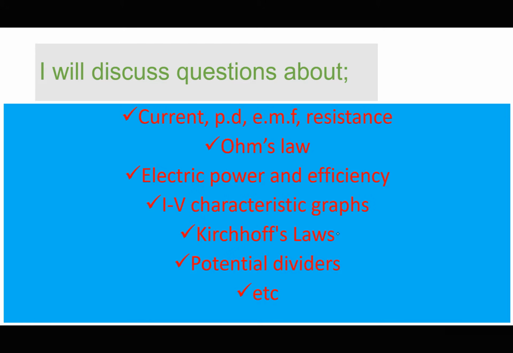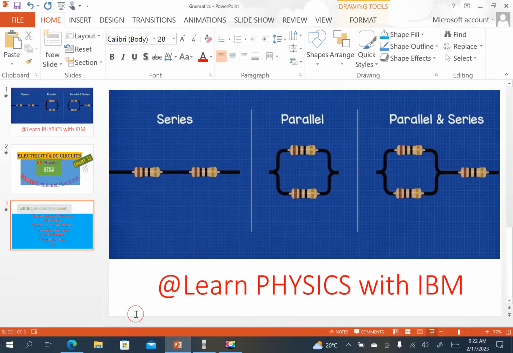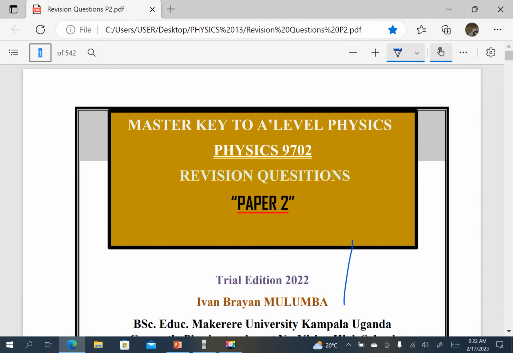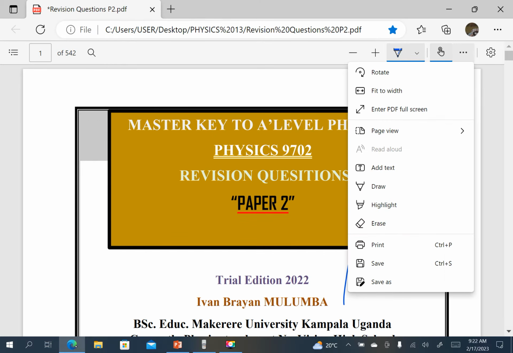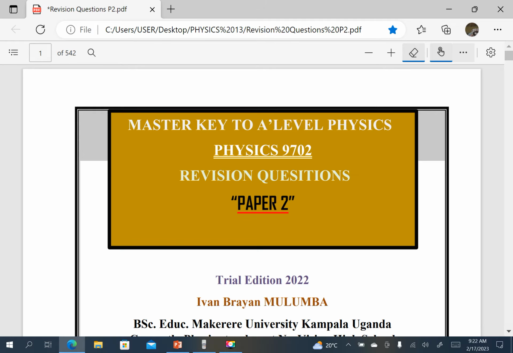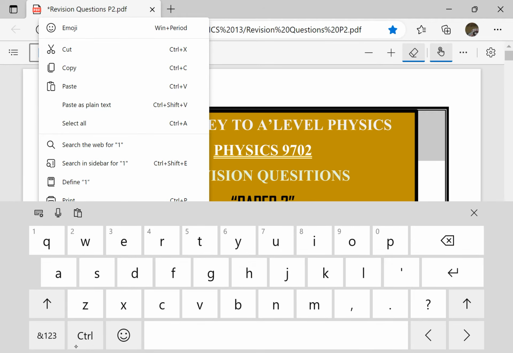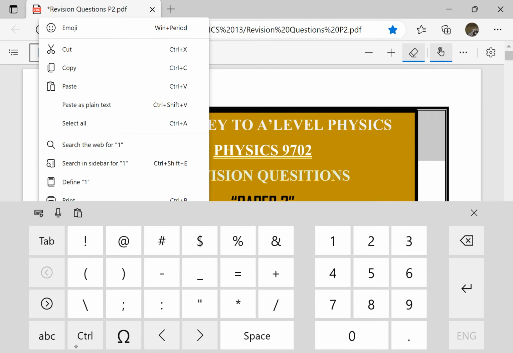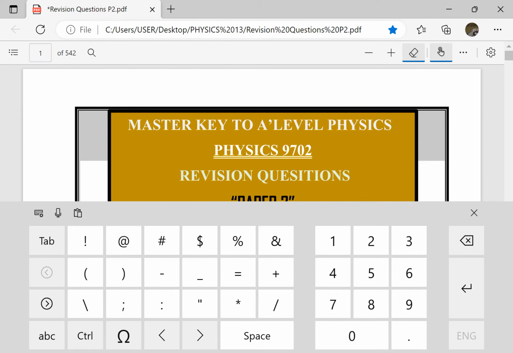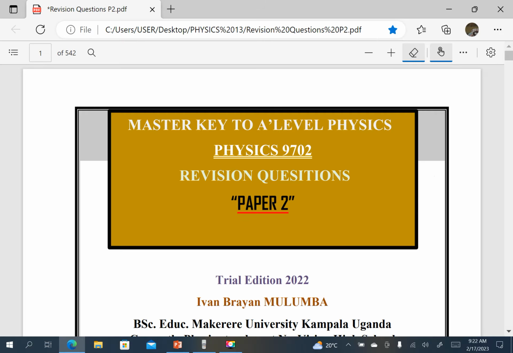So without wasting any time, I would like to take you to the past paper questions so that we start solving the questions. So this is the document, and we are supposed to be looking at electricity. So we shall see electricity is in which page. Let's check first the page for electricity.